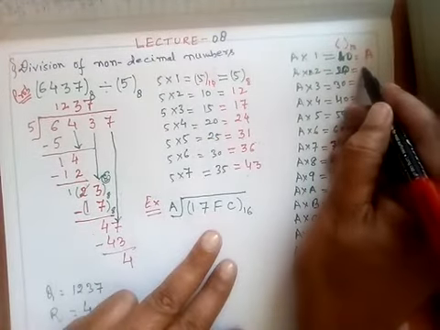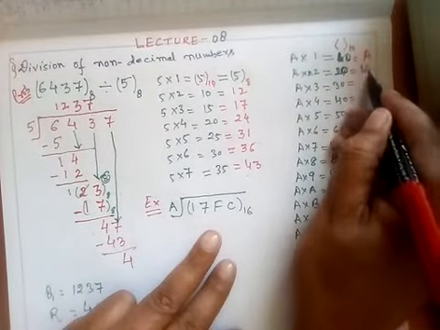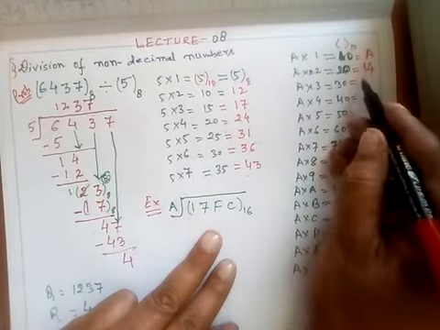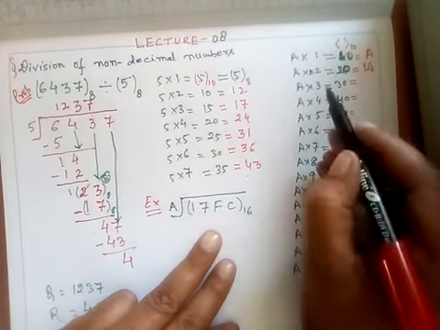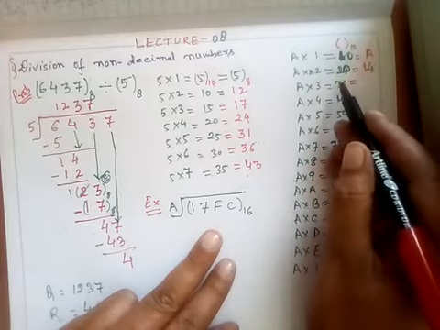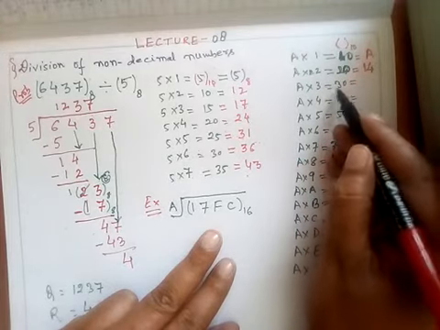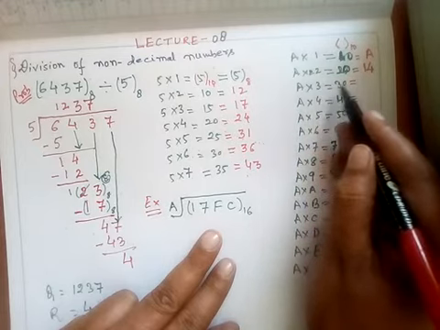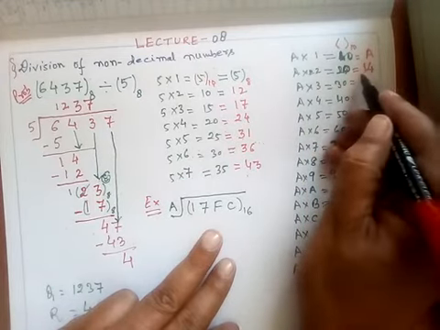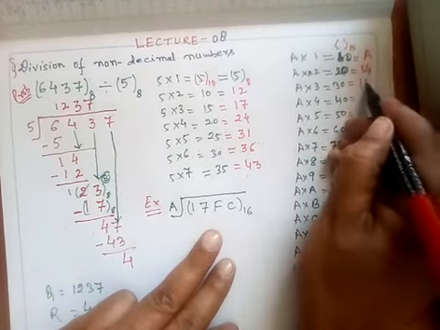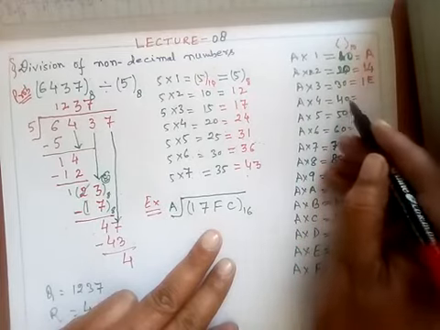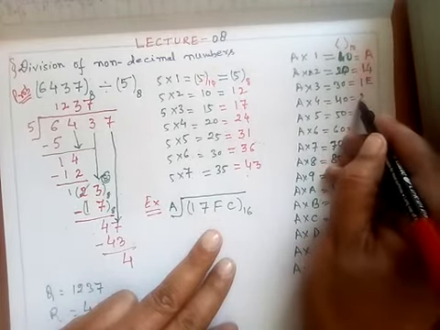16 ones are 16. Remainder is 4. So it is 14. Remainder is 4. Then 30. 30 means 16 ones are 16, and remainder is 14. So it will be 1E. Then again so on. This number will be 28.